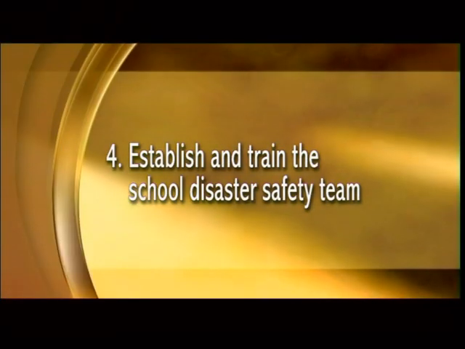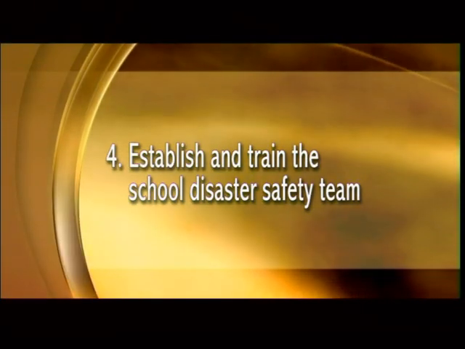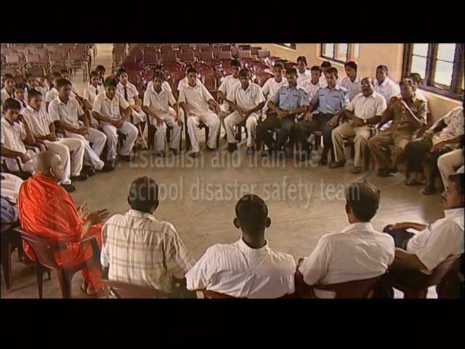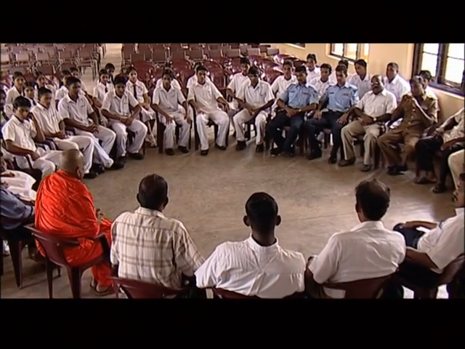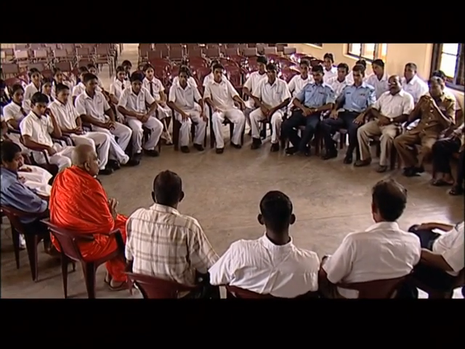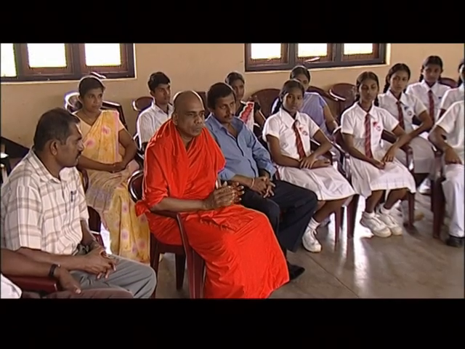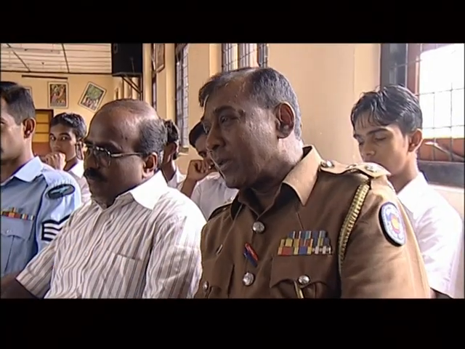Step 4. Establish and train the school disaster safety team. The school disaster safety team is identified among the teachers, parents, and some prefect students in the school. It needs a representation from the school development committee. Other stakeholders are the police, public health inspector, political bodies, and well-wishers.